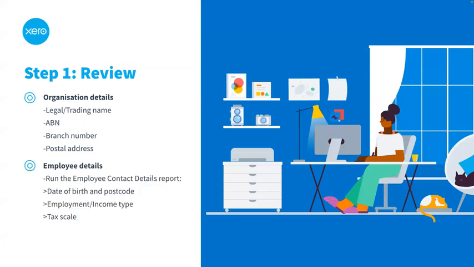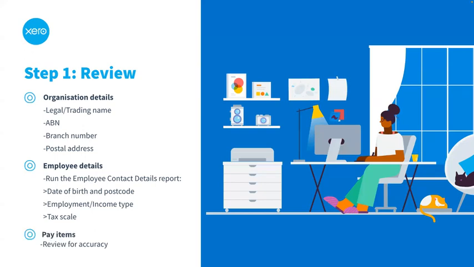For employee details, you want to run the employee contact details report. What you're checking in that report is that employees have a correct date of birth and postcode and that everything else looks correct, so making sure they have an employment and income type and tax scale. This helps to reduce filing errors during finalization. Any changes can be made in the Details tab of an employee's records.